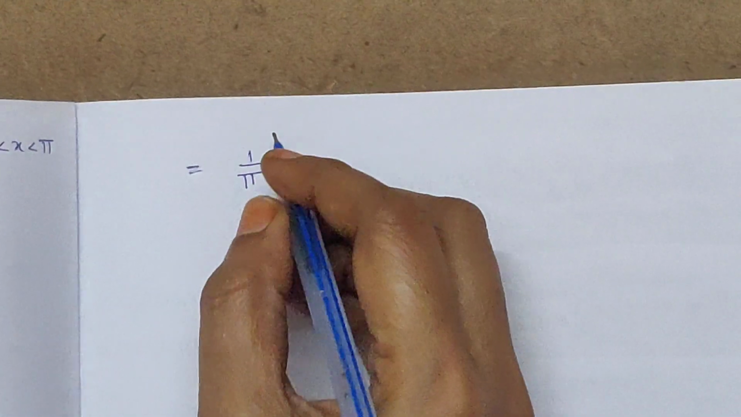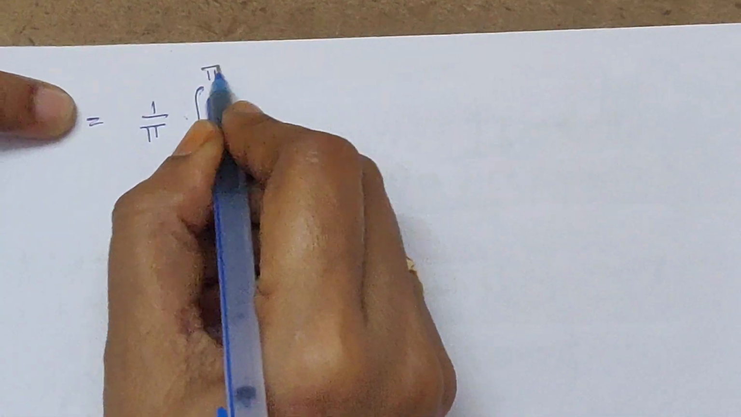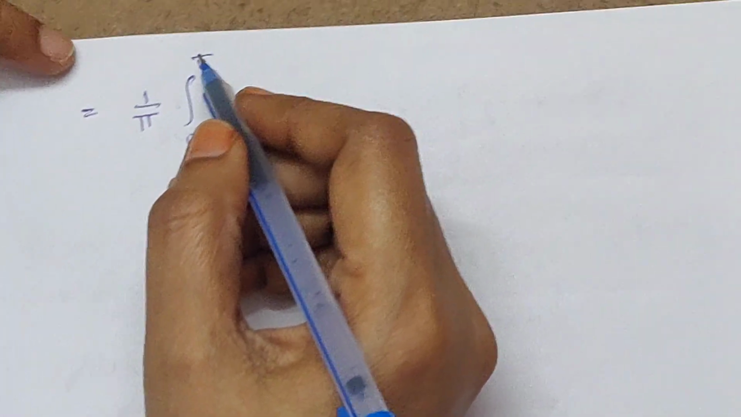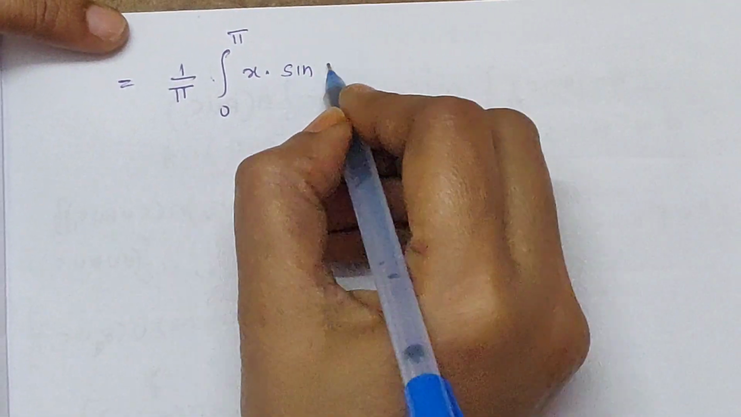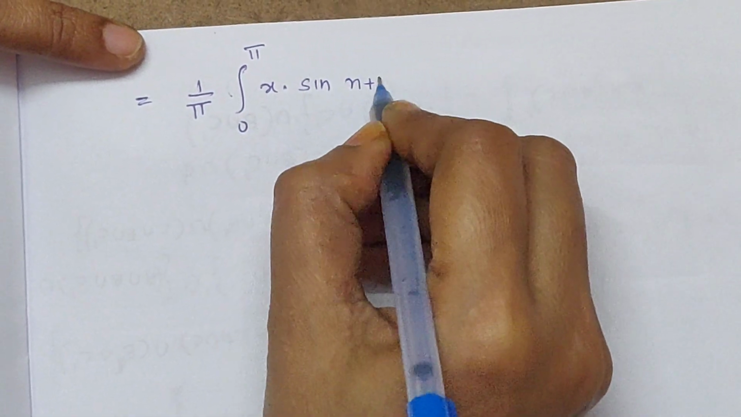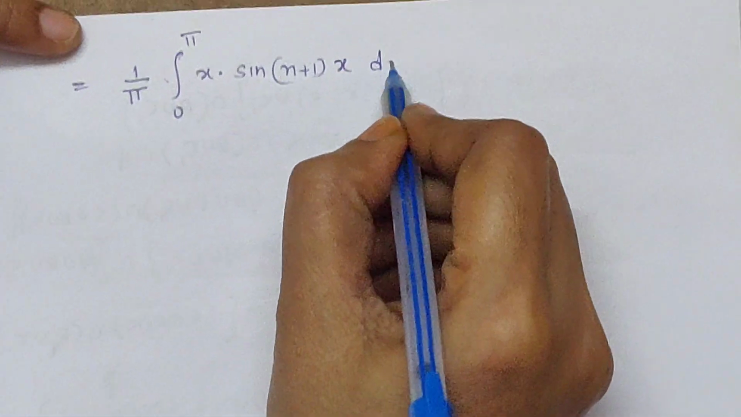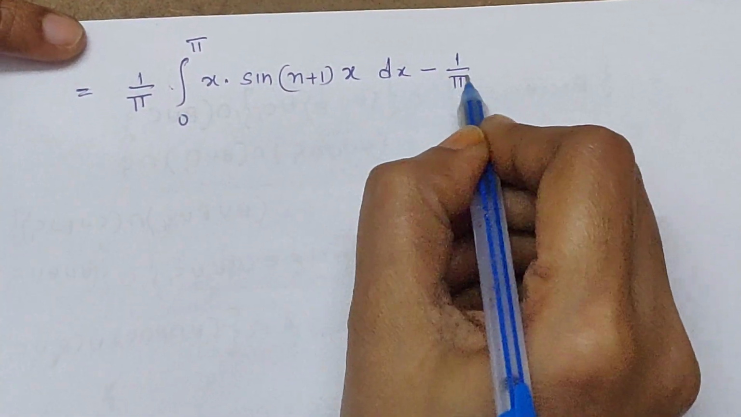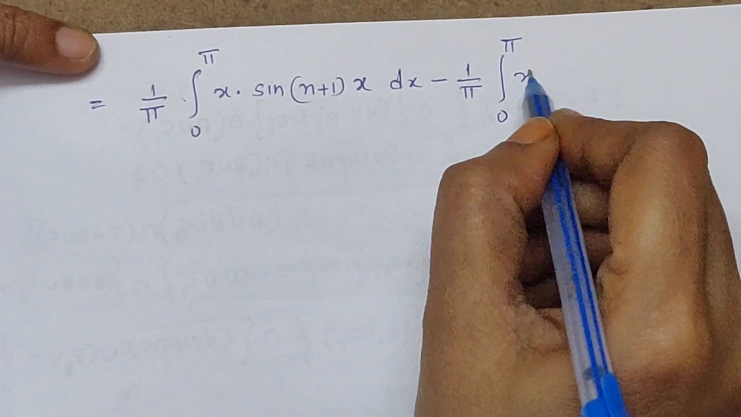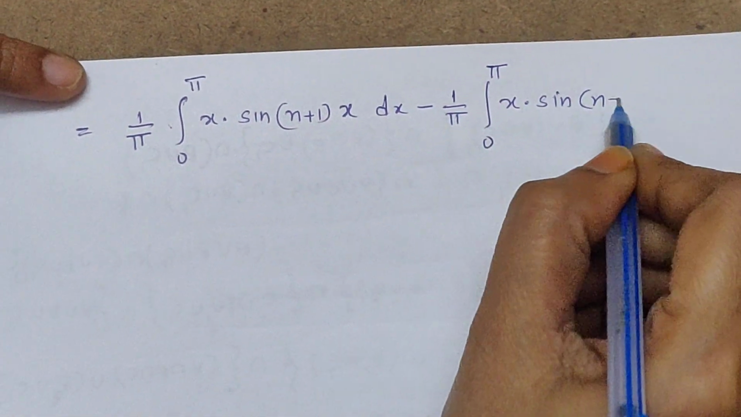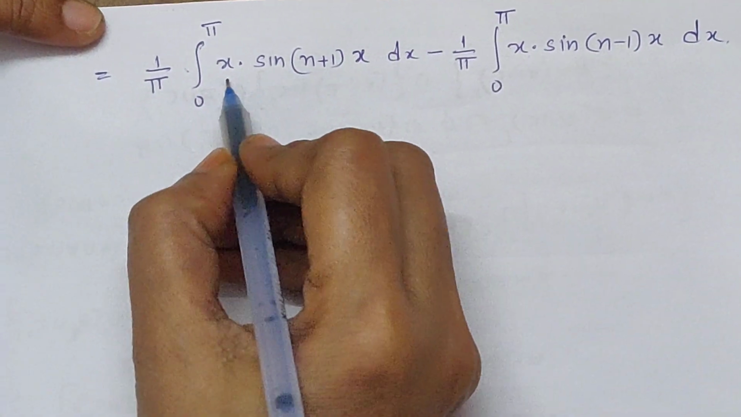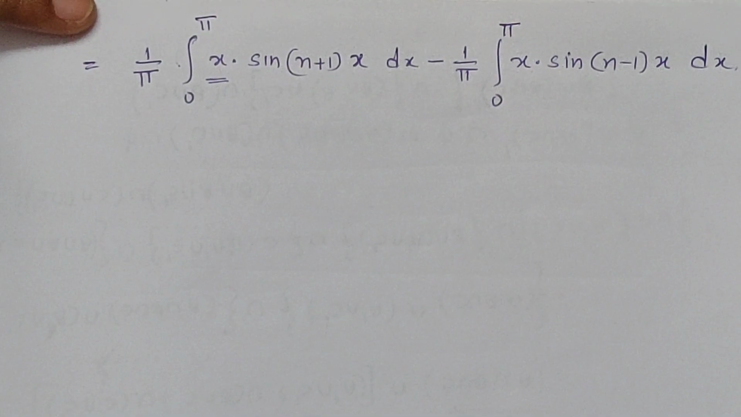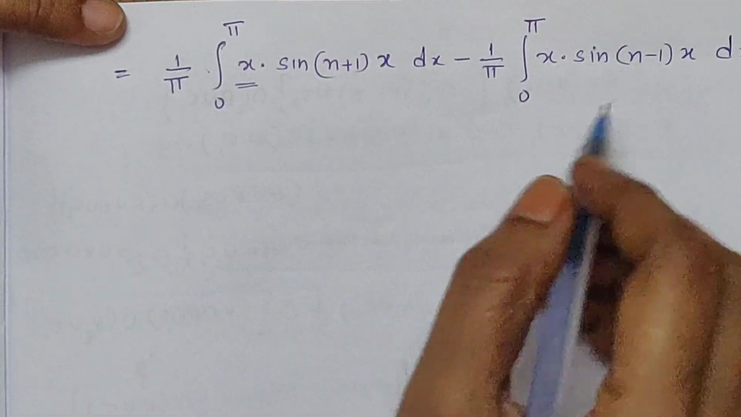Next step is equal to 1 by pi integral 0 to pi x into sin of n plus 1 of x dx, minus 1 by pi integral 0 to pi x into sin of n minus 1 of x dx. Here we split the single integral into two integrals.